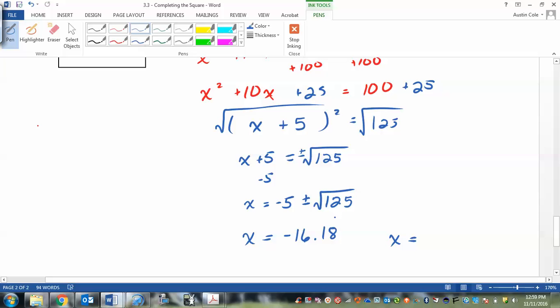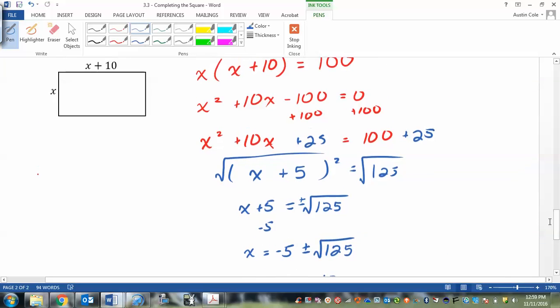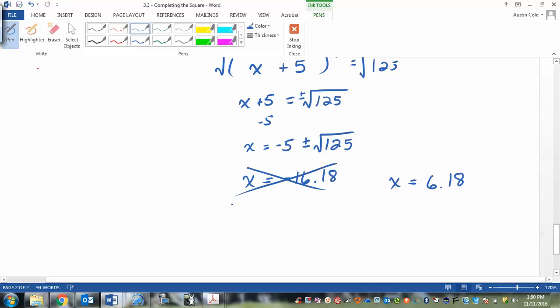It keeps going on forever. Okay? Now, negative 5 plus the square root of 125. What do we get there? 6.18. Now, can x be negative over here? No. x cannot be negative. So therefore, we can omit that one, and there's our answer.